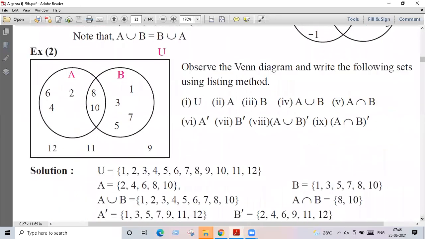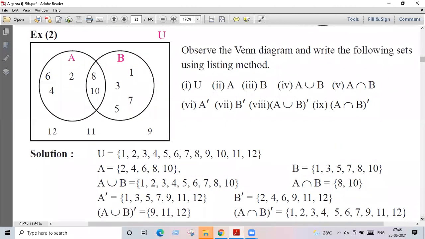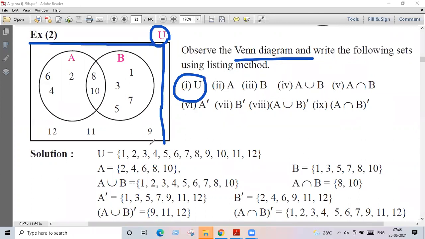Then one more example. Yes, ठीक है सर घेऊया. Observe the given Venn diagram and write the following sets. First विचारलं U. U means what? बघा हा U आहे. So ये जो rectangle, या rectangle मध्ये असतात सगळे घटक तुम्हाला घ्यायचे. ठीक आहे? सगळे घटक घ्यायचे तुम्हाला.